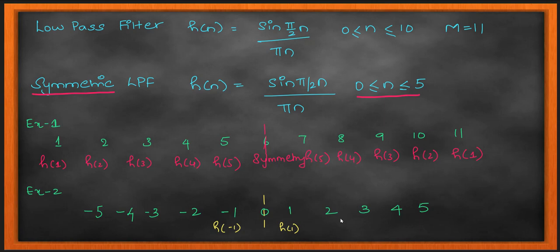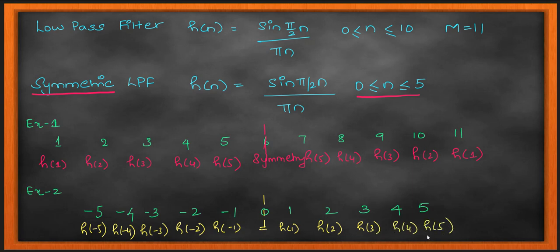But the symmetry tells me which coefficients are going to be equal. So I can say h of minus 1 equals h of 1, h of minus 2 equals h of 2, h of minus 3 equals h of 3, h of minus 4 equals h of 4. It is obvious. You may say you can just write it, but since this is the first numerical on FIR, I thought I'll show this to you once.